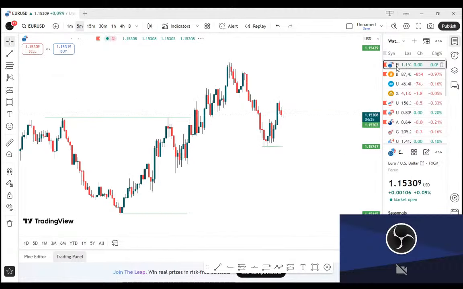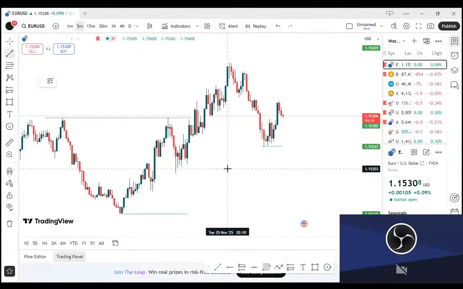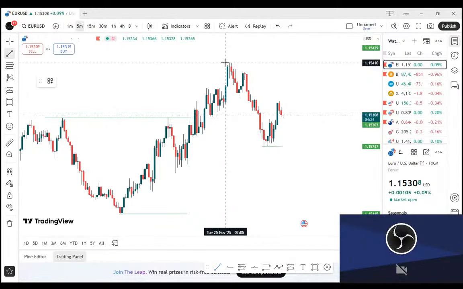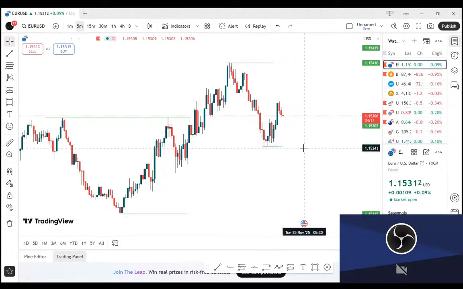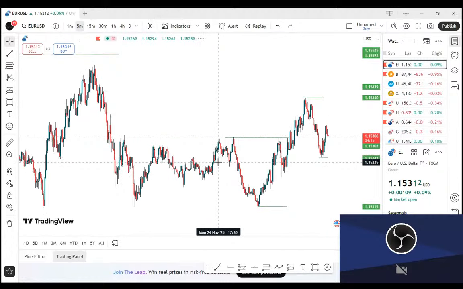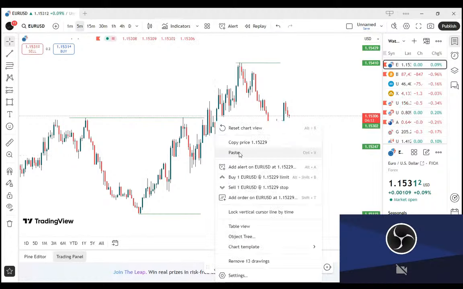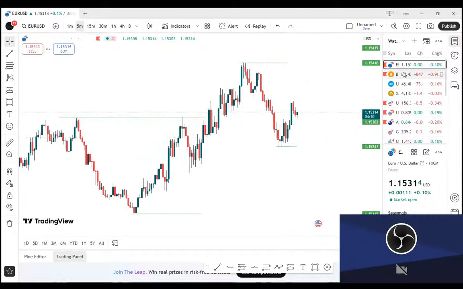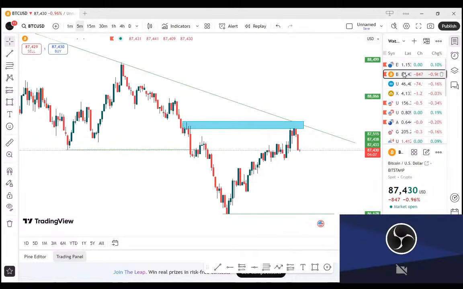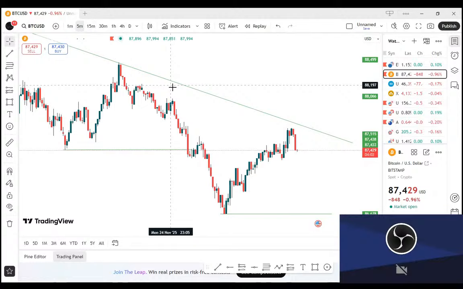Let me check out EUR/USD. Why is BTC cooking? EUR/USD is trying to make an equal high now. This was currently broken. Let's see if that zone is going to hold. So let's look at BTC and see what is happening.